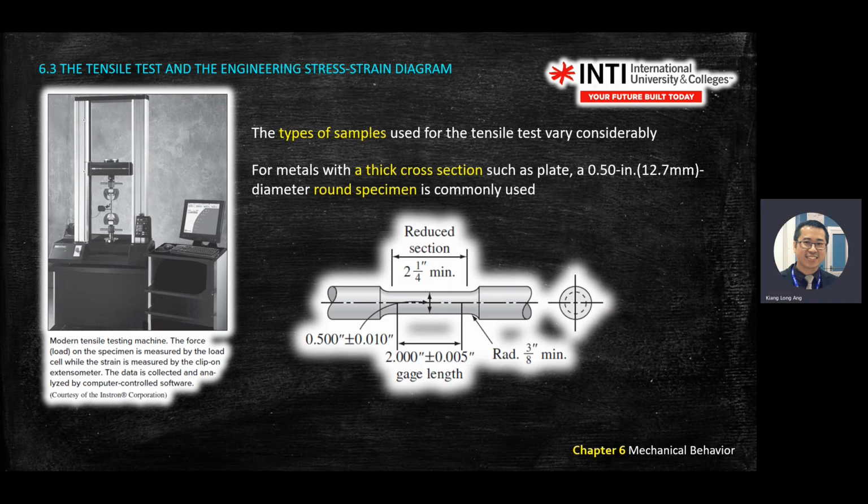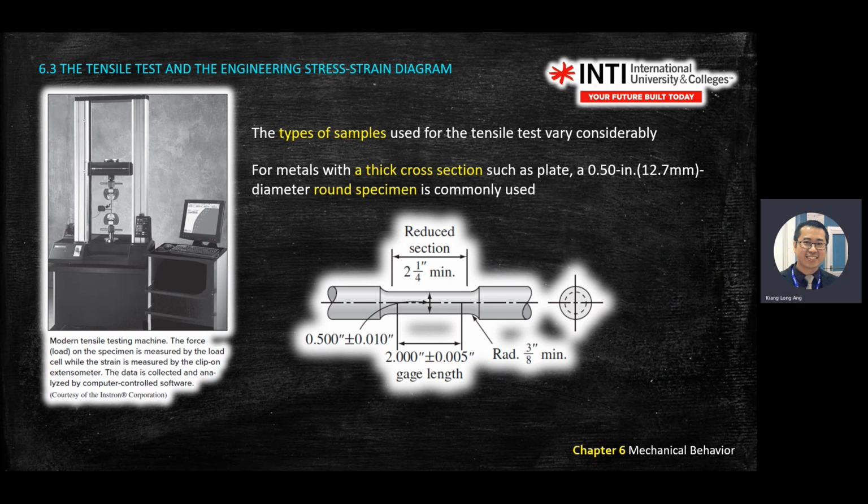So there are a few types of sample. The first one is called a rod sample because it's a rod, and then there is a middle section here. This is called the gauge length. It is the original length that you use for calculation. This is the gauge length, and this is a rod sample.